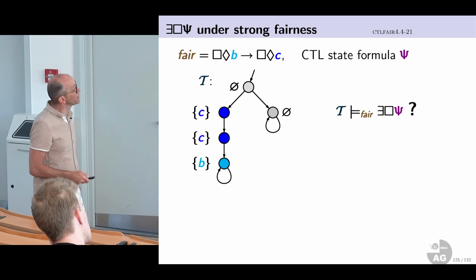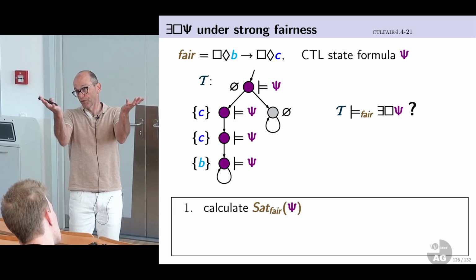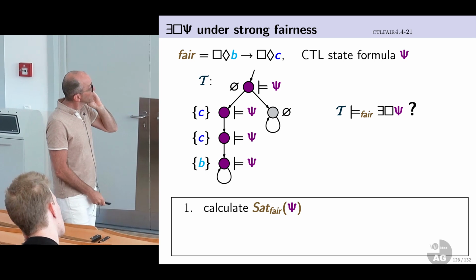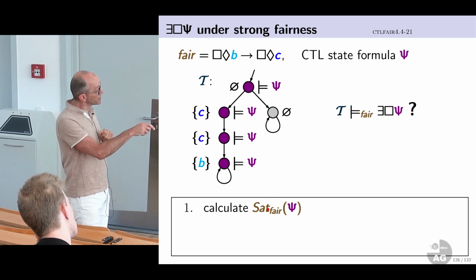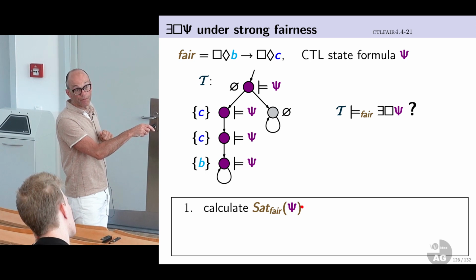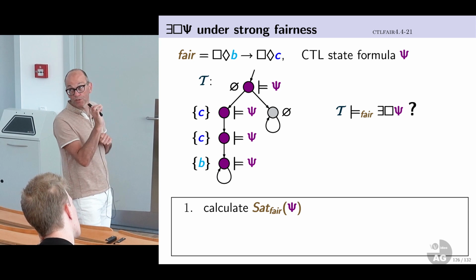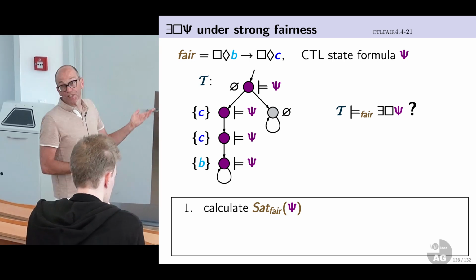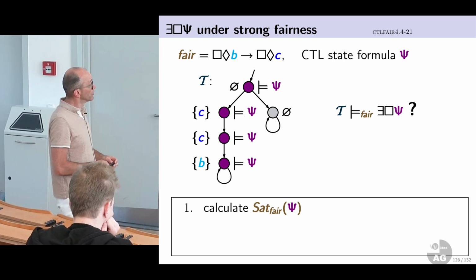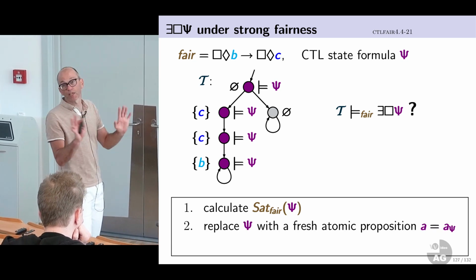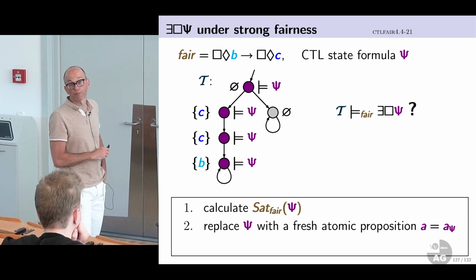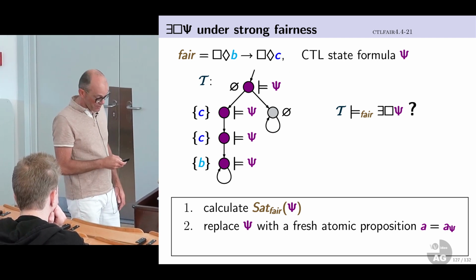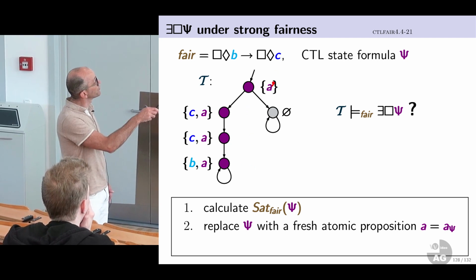Good. Because we do this bottom-up computation over the path tree, we can assume, without loss of generality, that we have already calculated the set of states satisfying psi under the fairness assumption. For this we use the fair CTL model checker. So I know which states satisfy this formula under the fairness assumptions and which do not. So I'm going to replace, like we did for CTL model checking, this formula with a fresh atomic proposition, A psi. Let's suppose that those 4 states satisfy psi. So I'm going to label these states with this fresh atomic proposition A.